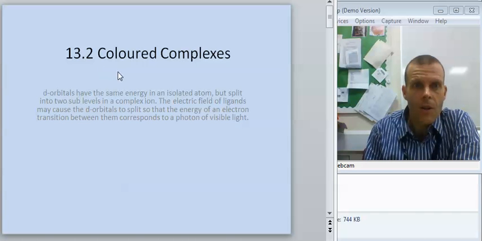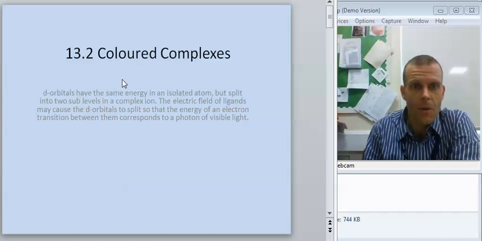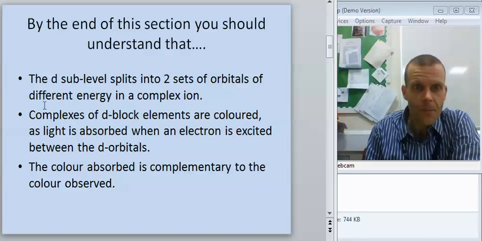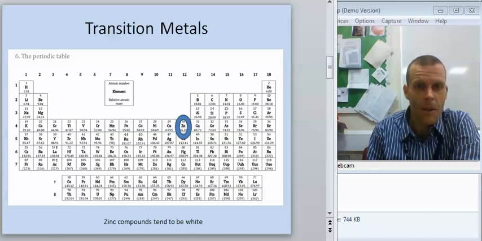Okay, a fairly short section on colored complexes, trying to explain why transition metal compounds and complexes are often colored. It's all about the splitting of these d sublevels, and we're going to explain how that splitting relates to the color and the type of color that we're seeing.